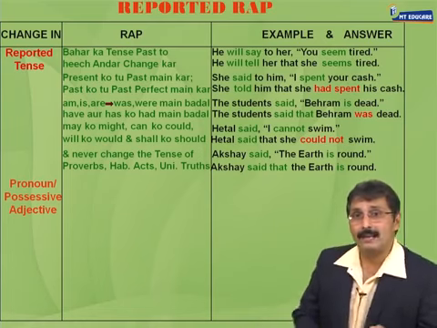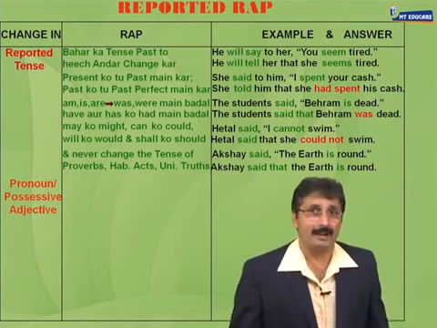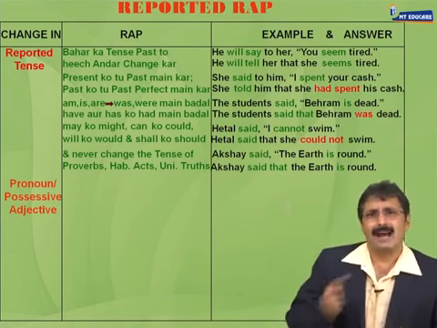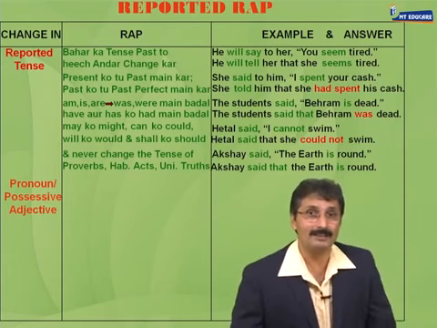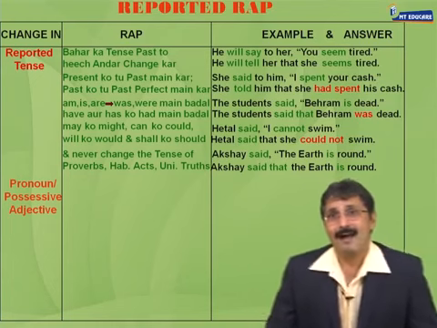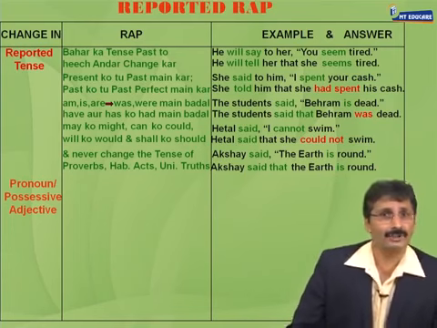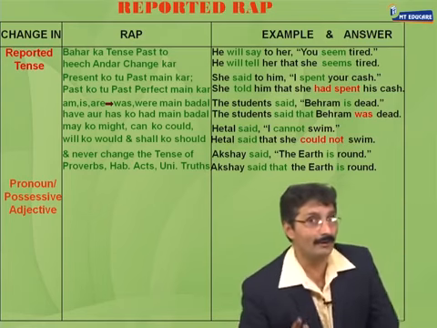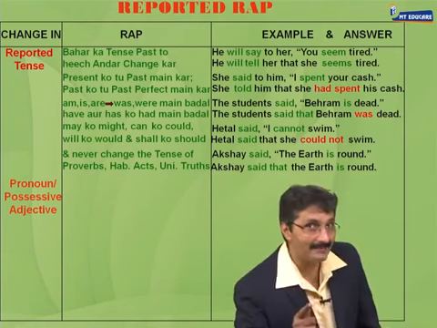Let's look at what's happening later. May को might, can को could, will को would और shall को should. Everybody, let's start from the beginning. बाहर का टेंस पास्ट तो ही अंदर चेंज कर. Present को तू past में कर, past को तू past perfect में कर. am, is, are, was, were में बदल, have और has को had में बदल. May to might, can to could, will to would and shall to should. And never change the tense of proverbs, habitual actions and universal truths.